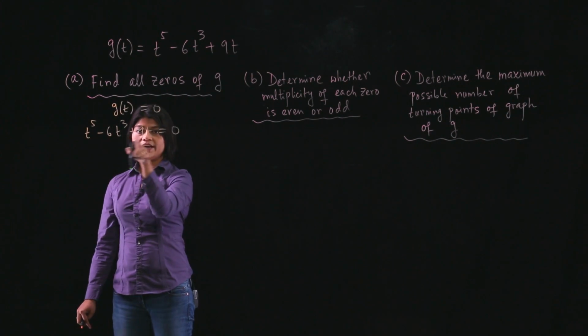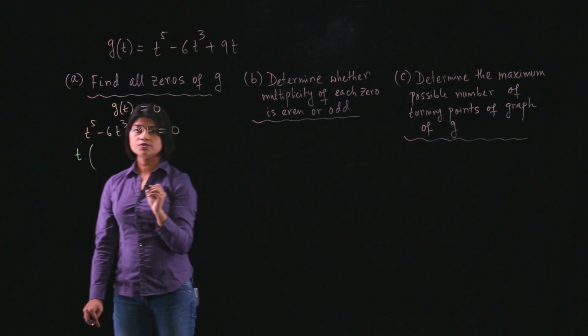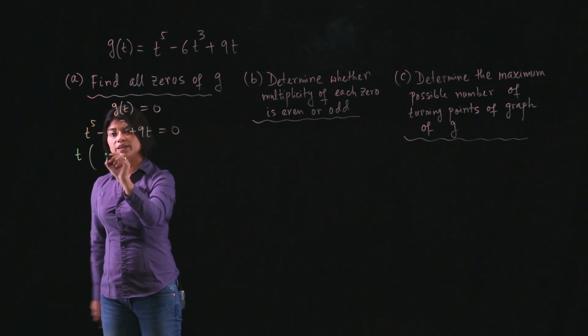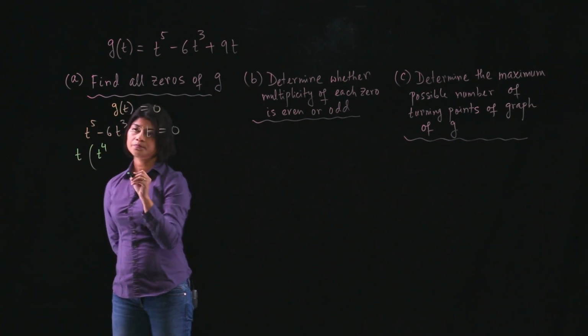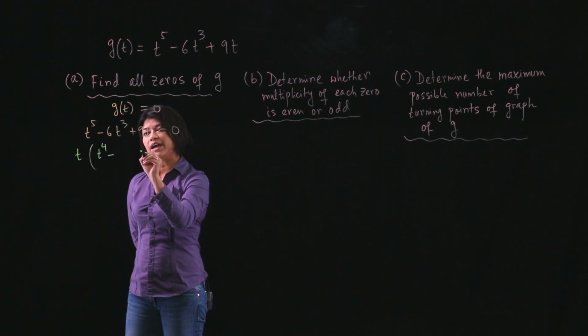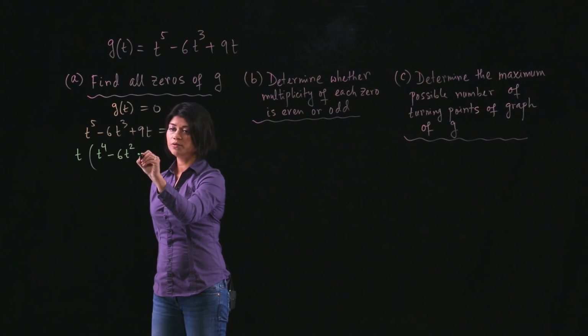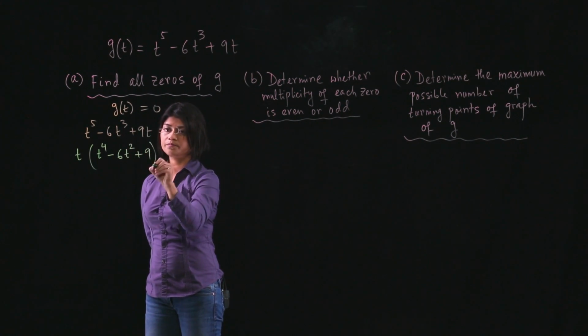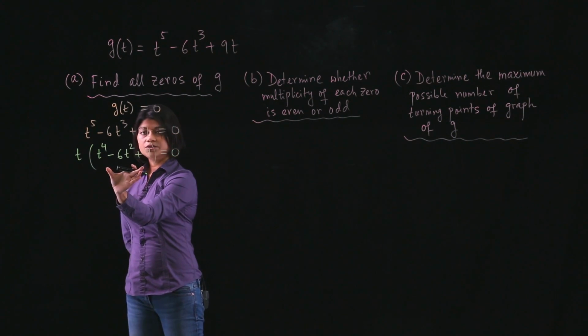So if you notice, we have a common factor of t from all three terms. So pull it out and you will be left with, from the first term, t to the 4. Second term, negative 6t squared. And third term, plus 9. That is equal to 0. Now you have to factor this expression.